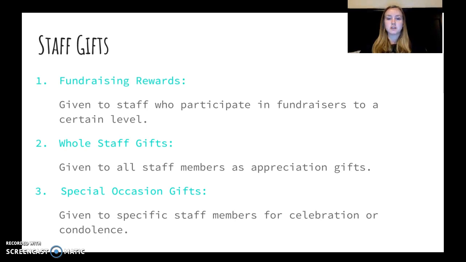And then we also have special occasion gifts that are given to staff. These are morale gifts that are given, say, when somebody's getting married or having a child, or as some sort of condolence if someone has lost a family member.